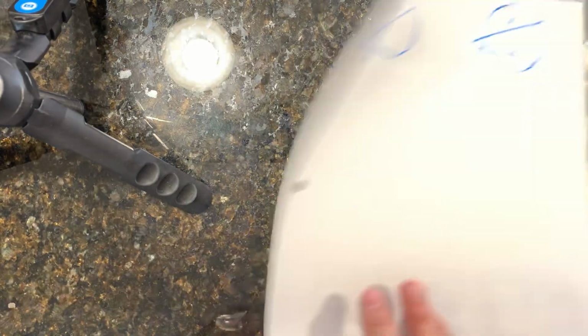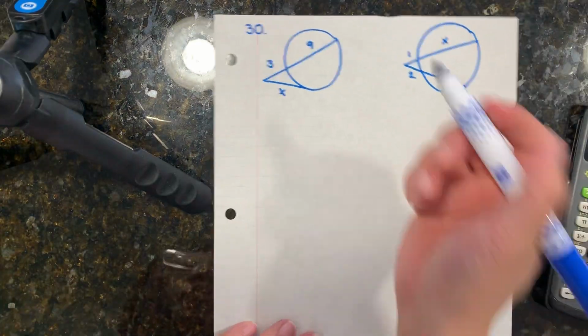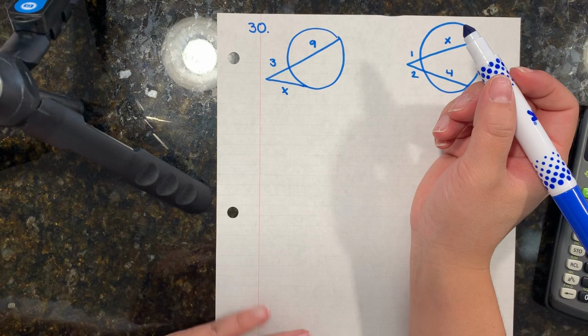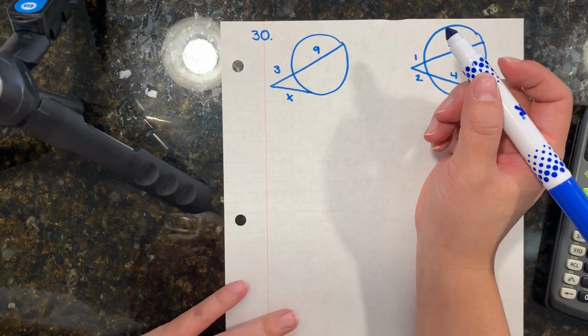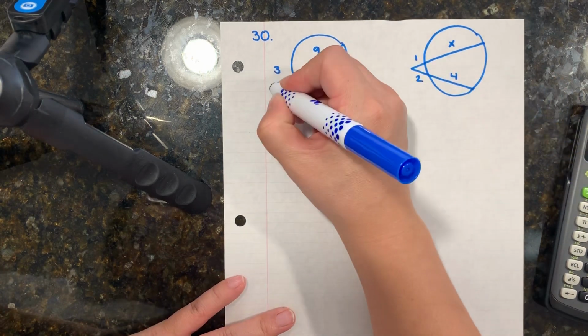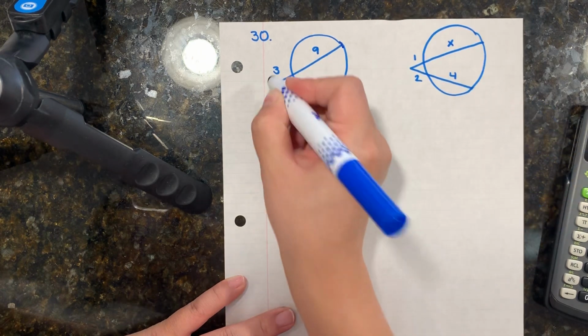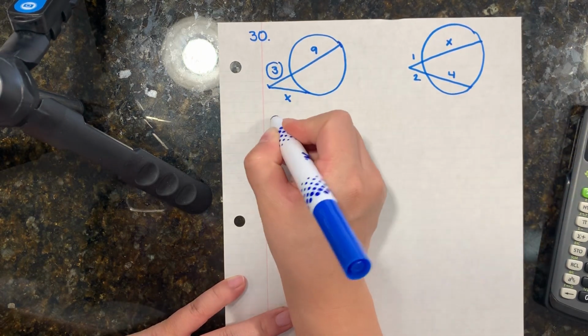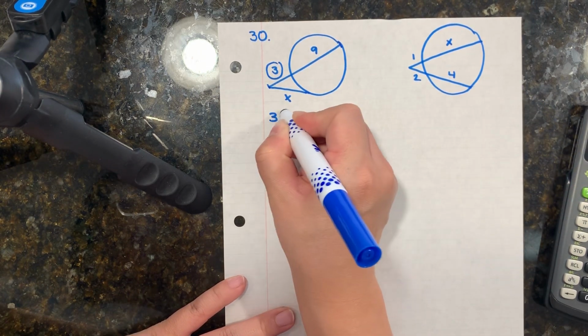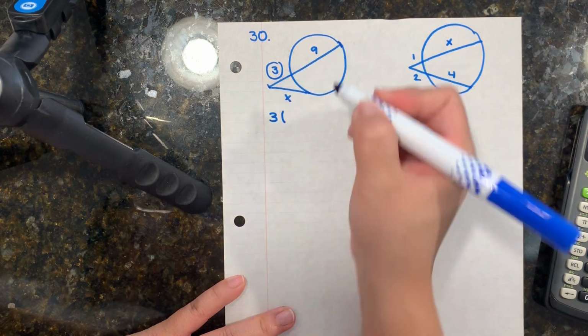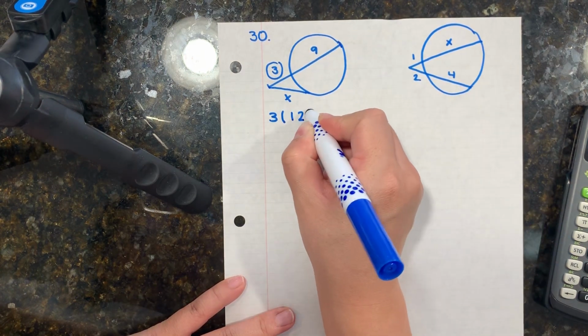Now moving on to number 30. So this one, remember, it's outside multiplied by the length of the line equals outside multiplied by the length of the entire line. So in this case, my outside would be 3, and the length of the entire line is going to be 3 plus 9, which gives us 12.